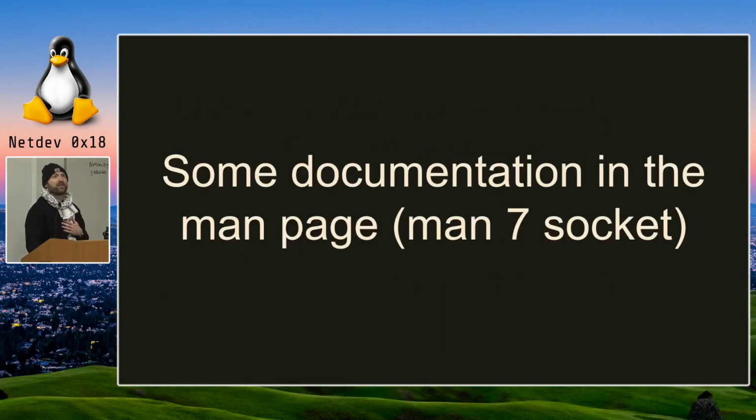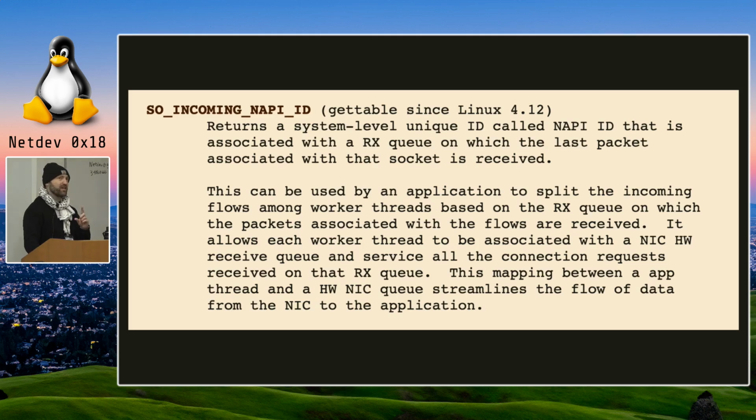There is a little bit of documentation about it in the man page, if you read the socket man page. This documentation helped me understand a little bit more about what this is supposed to do. The key thing I took away from this, and you can read this whole blurb later if you download the slides, is essentially that this is an ID you can use to map an application thread to a hardware NIC queue to streamline the flow of data from the NIC to the application. That's the last line of this man page.